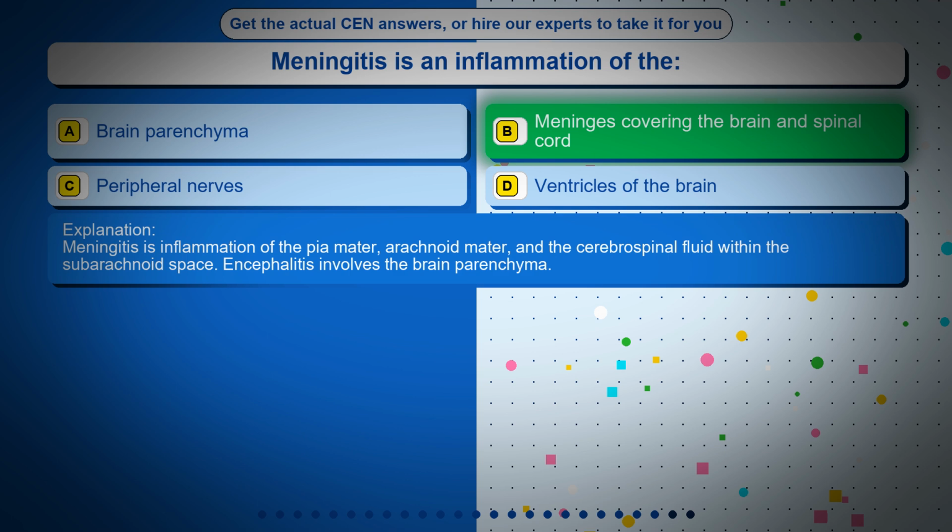Meningitis is inflammation of the pia mater, arachnoid mater, and the cerebrospinal fluid within the subarachnoid space. Encephalitis involves the brain parenchyma.